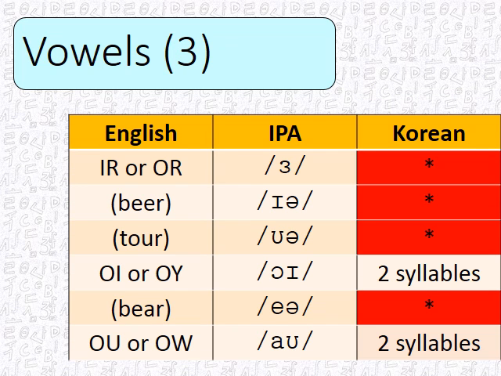Now, this last slide, there are only two that belong in Korean. The sounds beer, tour, and bear do not exist because there is no letter R to color the vowel before it, which is what these sounds are doing. Oi and au are both considered two syllables in Korean, which adds to the lengthening of English words.